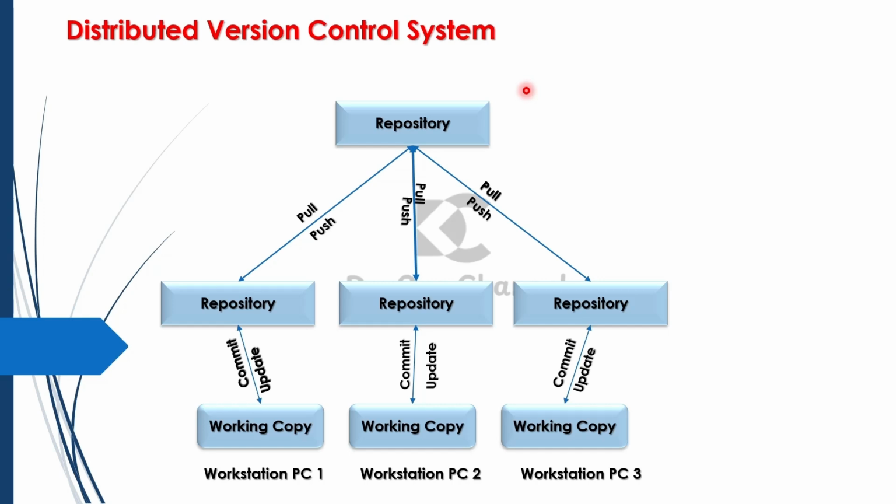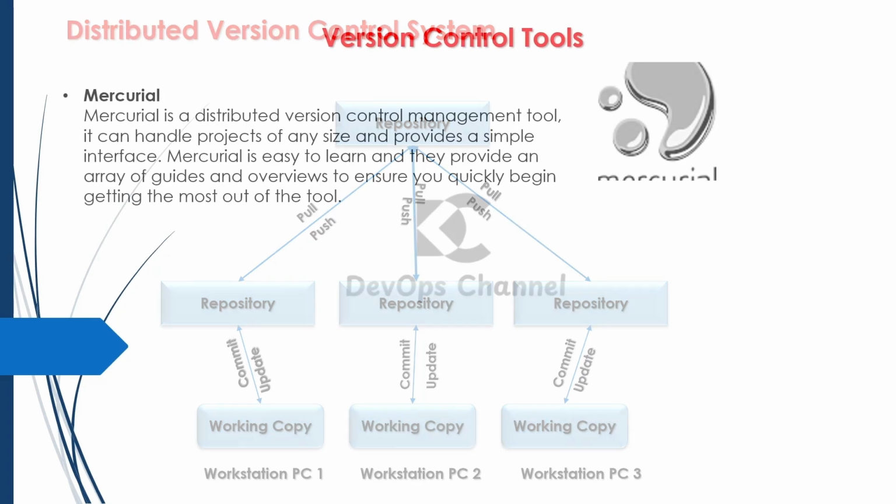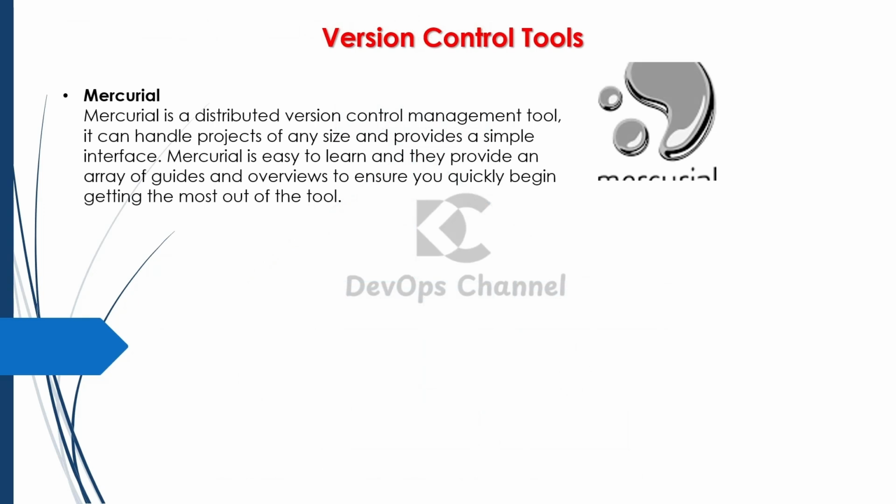Okay, so I am hoping you are clear with localized version control system, centralized version control system, and distributed version control system. Okay, now let's learn about the version controlling tools used in the IT world. So first one is Mercurial. So Mercurial is a distributed version control management tool.